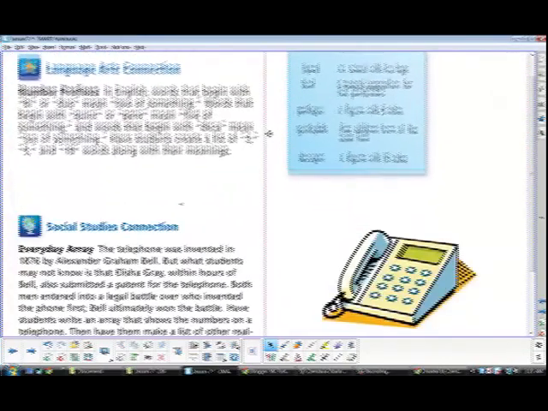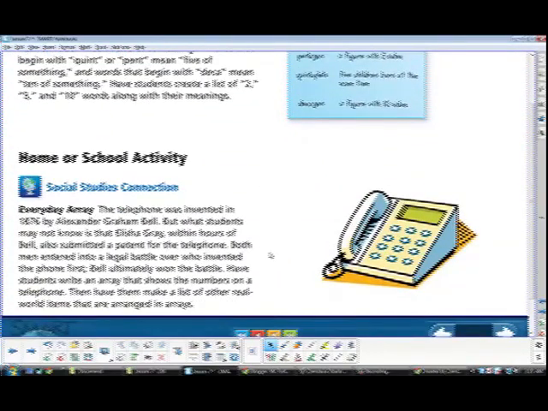Here's another one that you can do, a social studies connection. The telephone was invented by Alexander Graham Bell, and the part that they want you to see is this array. See right there? That's an array. See if you can find some other ways to make real-world arrays.